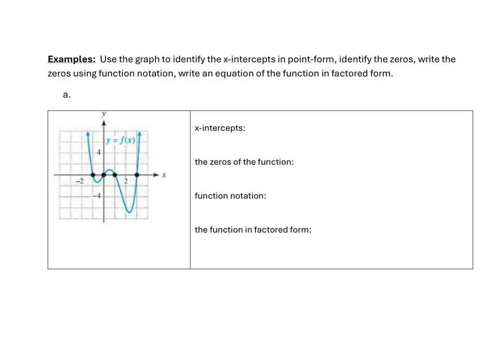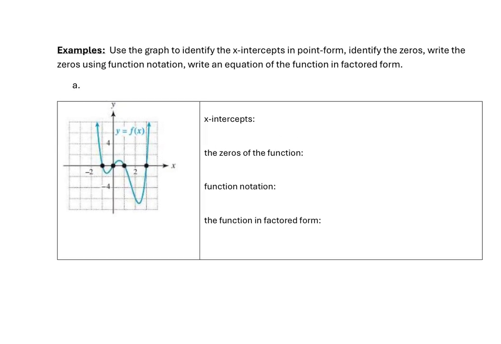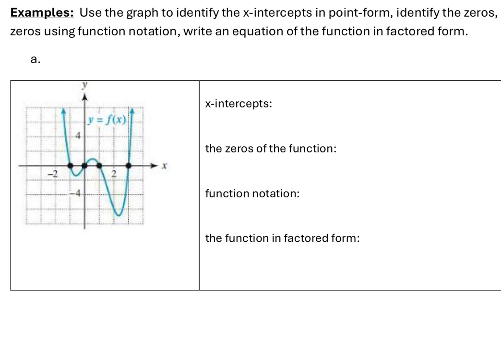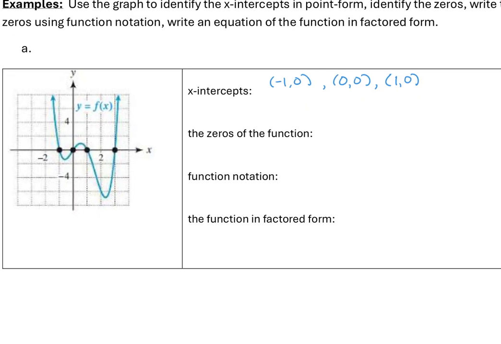We've done this before. So when we look at our x-intercepts, we have an x-intercept of -1, 0. We have an x-intercept of 0, 0. We have an x-intercept of 1, 0. And we also have an x-intercept of 3, 0.